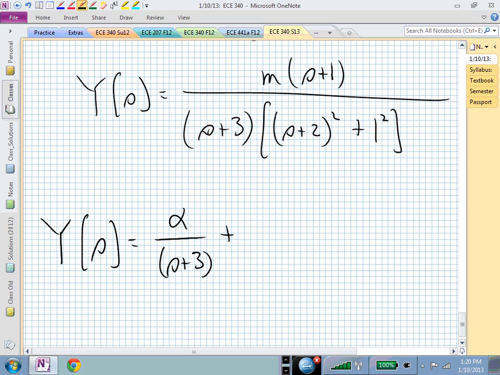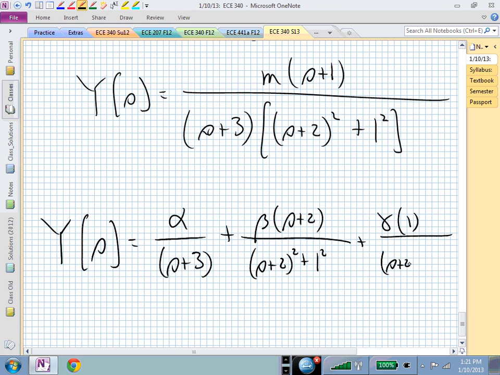And we can write those as, let's say, some beta times (s plus 2) over ((s plus 2) squared plus 1 squared), plus, let's say, gamma times omega sub d over the same denominator. And this is now the partial fraction expansion of that. From this, we can immediately write down the generic structure, even if you don't solve for alpha, beta, and gamma. You know right away what the structure of y of t, little y of t, is.